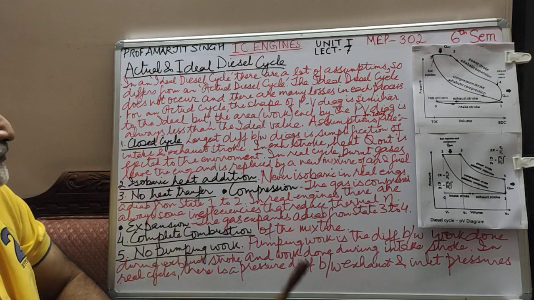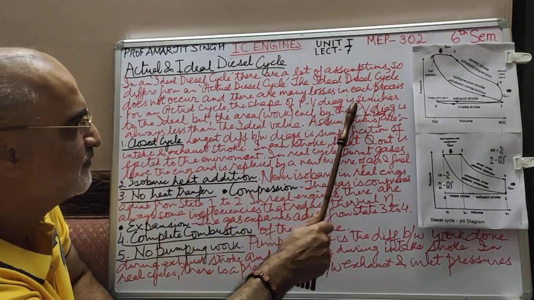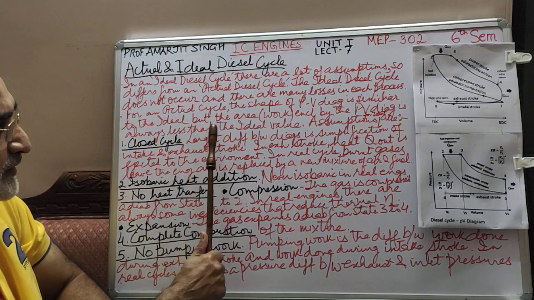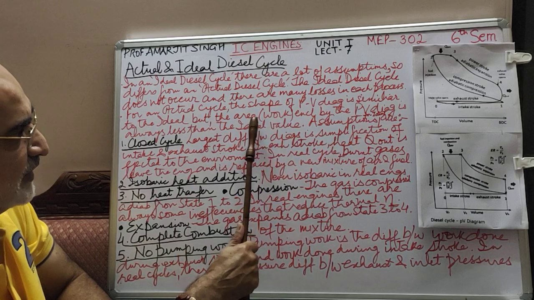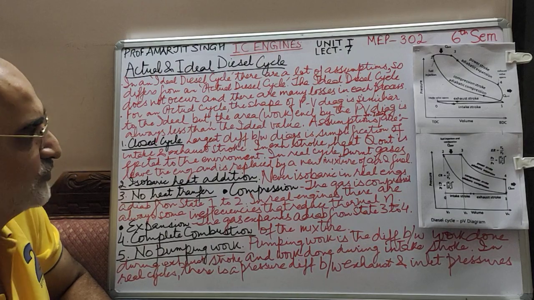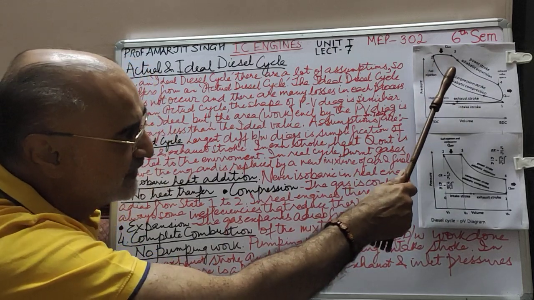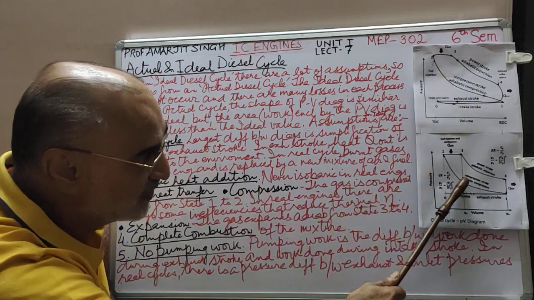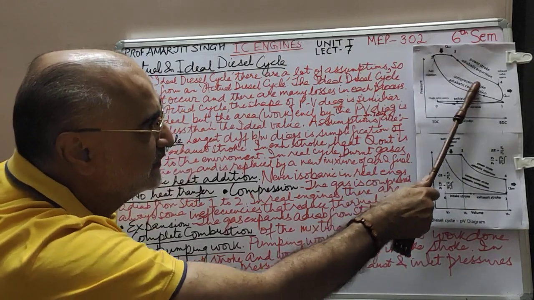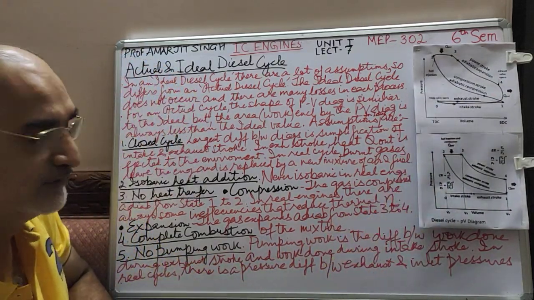For an actual cycle, the shape of the PV diagram is somewhat similar to the ideal, but the work area enclosed by the PV diagram is always less. This area will always be less for the actual compared to the ideal cycle. This area will always be more than this area. From this area has to be subtracted. We have studied that.